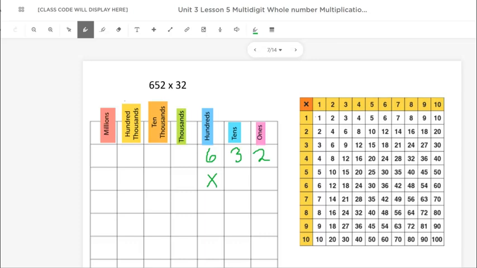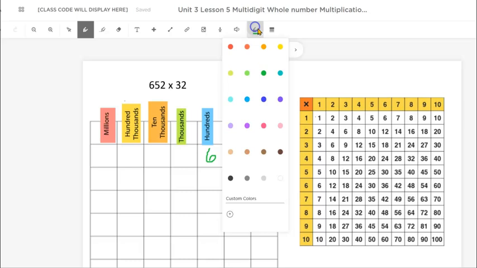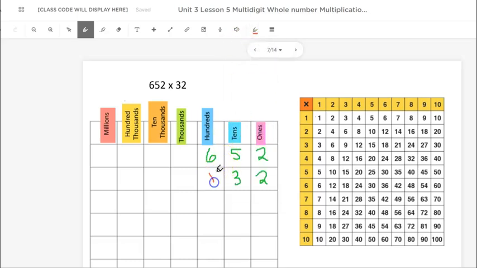Oops, I wrote that wrong. 652 times 32. And then you can even use the line tool if you want to create a little bar there. There we go. So try your best.